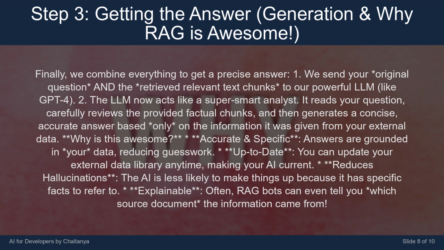Why is this awesome? Accurate and specific: answers are grounded in your data, reducing guesswork. Up to date: you can update your external data library anytime, making your AI current. Reduces hallucinations: the AI is less likely to make things up because it has specific facts to refer to. Explainable: often, RAG bots can even tell you which source document the information came from.